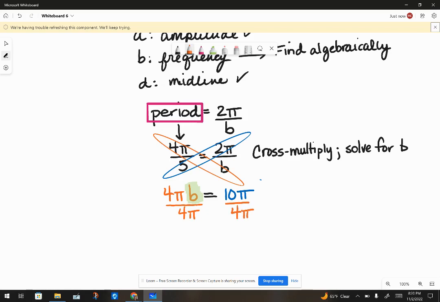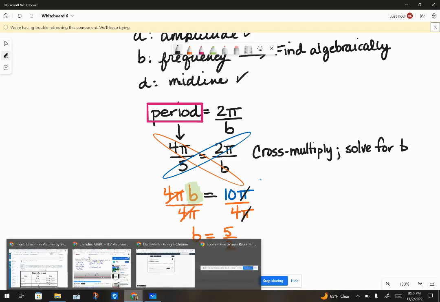So whatever's next to the b, I'm going to divide by it. And notice then, my b will be all alone now. 10 over 4 reduces to 5 over 2, because they're both even numbers that have factors of 2. And notice, though, that the pi's are going to cancel. Okay? All right. So b equals 5 halves.